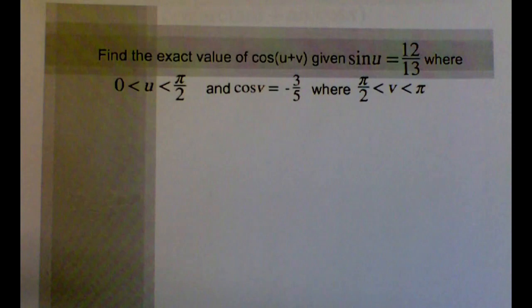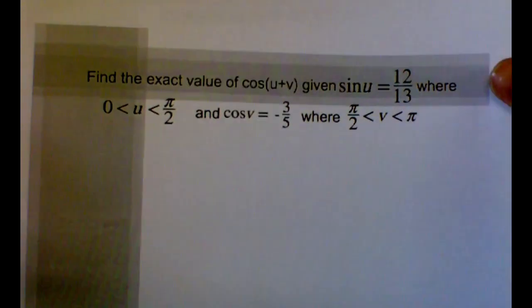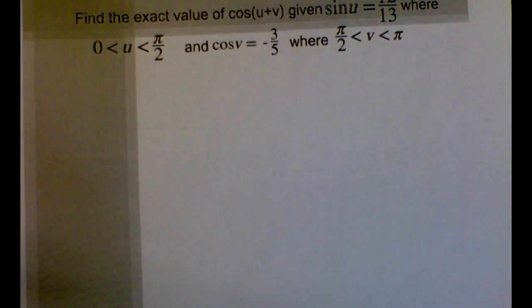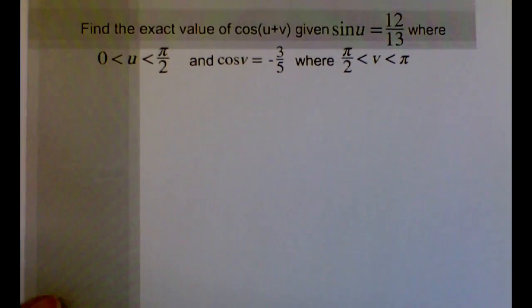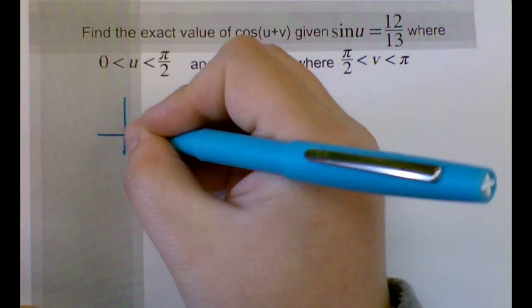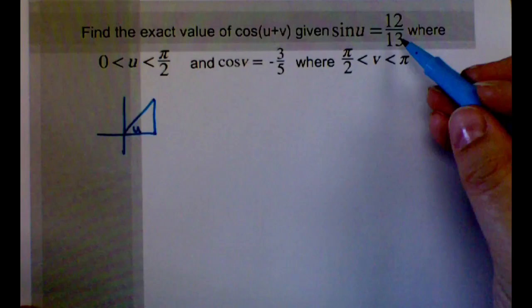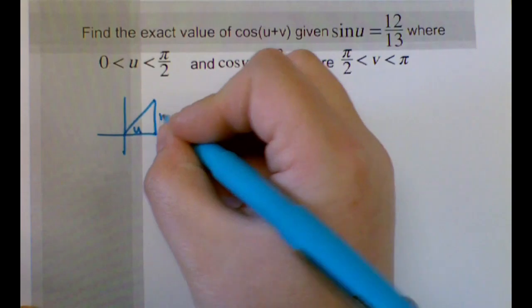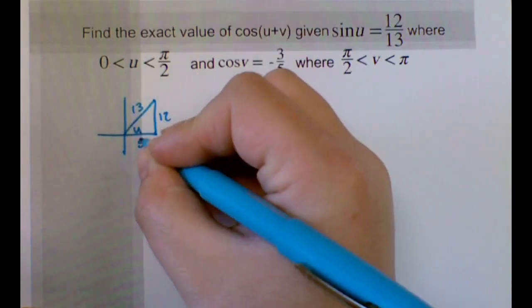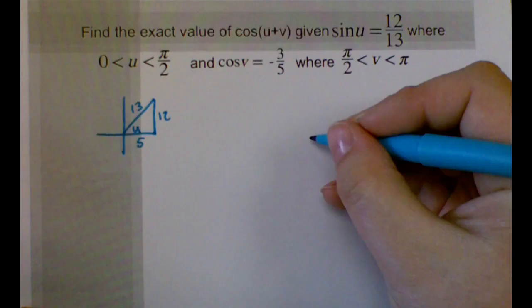All right, we'll find the exact value of a different one. These are similar numbers, just set up a little differently, and we're going to find a cosine of U plus V this time. So I'll start off with a picture. U is between 0 and pi over 2, so it's in the first quadrant. We know that the sine is 12/13, and I happen to know the other side should be 5.